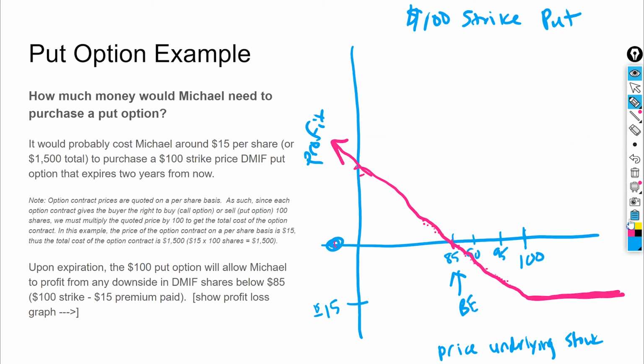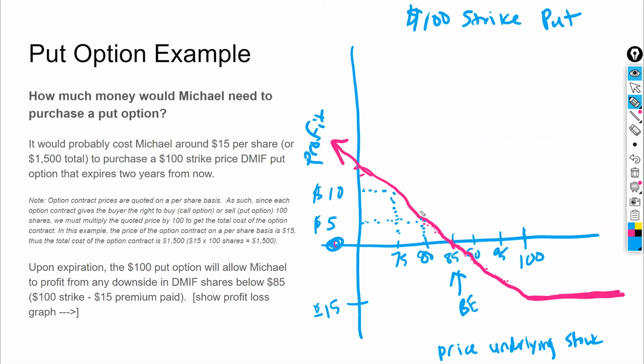Now, every dollar below, and because this graph is not really zoomed in, I'm going to do $5 increments, but every dollar below 85, you profit $100. So every $5 below 85, so let's say it's 80, then if I do some little dots, this would be like a $5 profit, or $500. At 75, this would be a $10 profit, or $1,000, right? So you can see you start to make money. Your contract starts to have value above and beyond the premium you paid below 85.